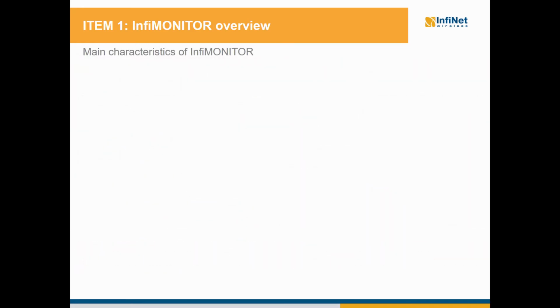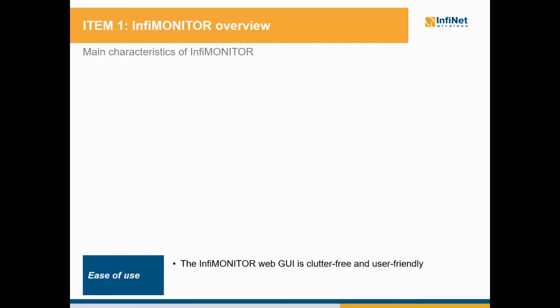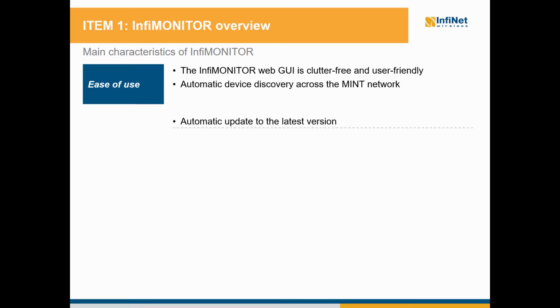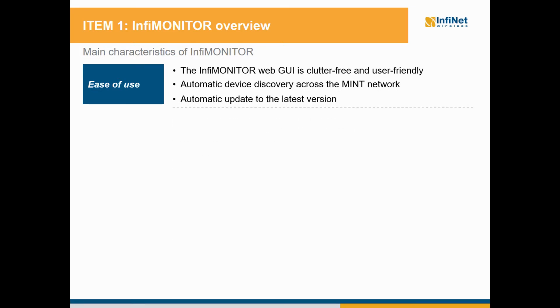Next, let's take a look at the main characteristics of InfiMONITOR that make it a very useful tool for network administration. First of all, InfiMONITOR is very easy to use. It has a clutter-free and user-friendly web interface. The devices can be discovered automatically within the Mint network, and the update to the latest version of the software is performed automatically as long as InfiMONITOR has internet access. So you will get the latest updates for free and you won't have to do anything. They will be installed automatically.